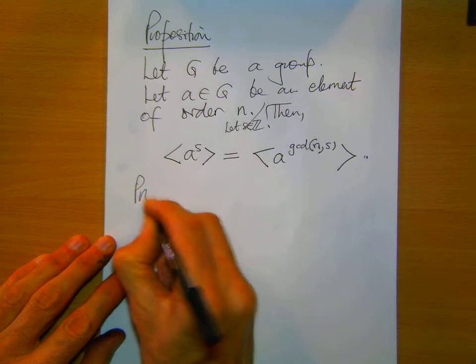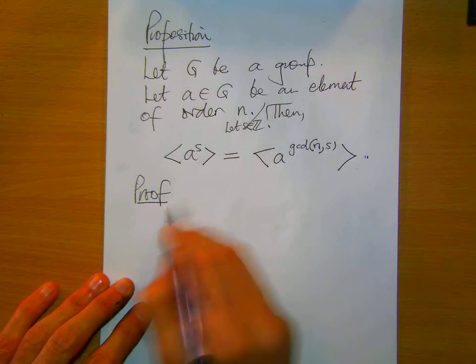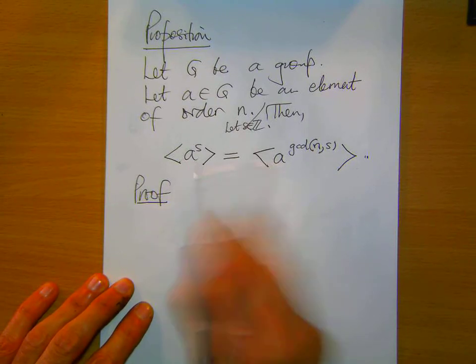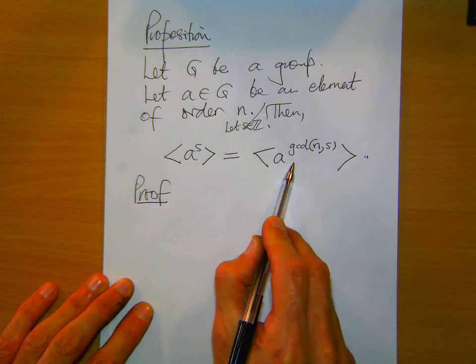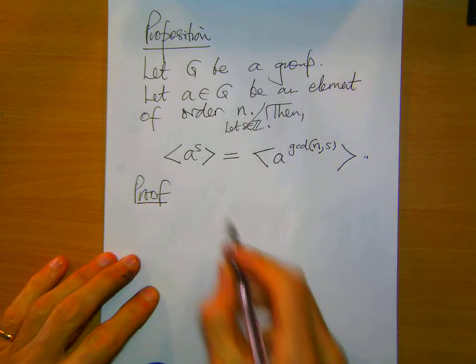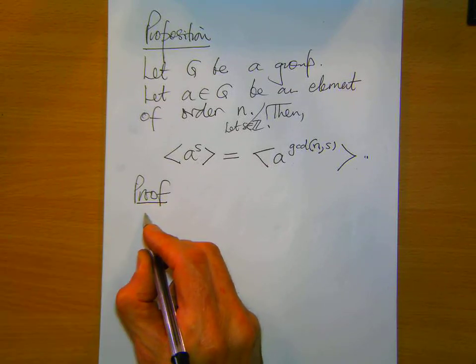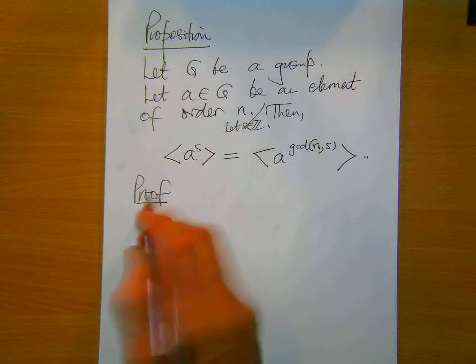Well, I'll do the proof very quickly. I want to prove that 2 sets are equal, and the way I'm going to do it is show that one is a subset of the other, and the fact that they've got the same number of elements. They're both finite sets, so if one is a subset of the other and they've got the same number of elements, they must be equal. As I say, I'm going to do this very quickly, and I'm kind of expecting you to read through it.